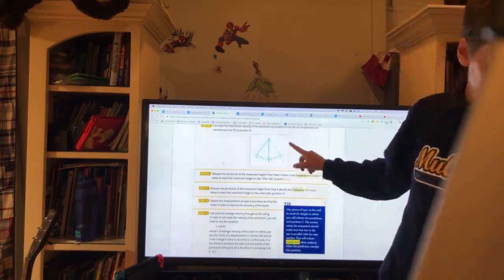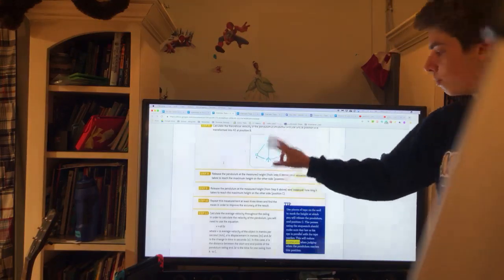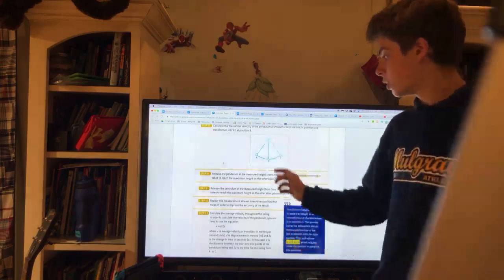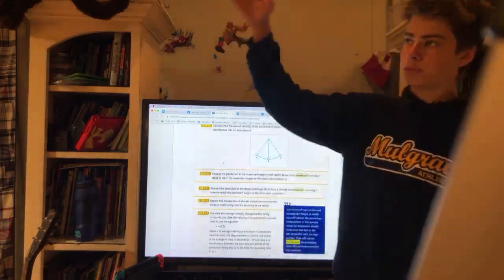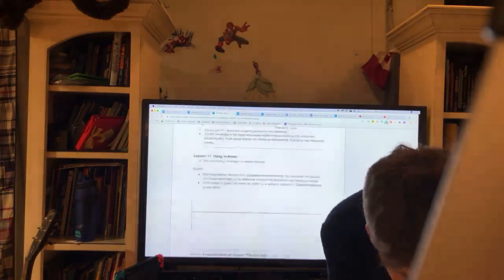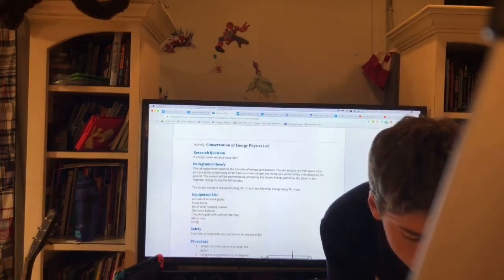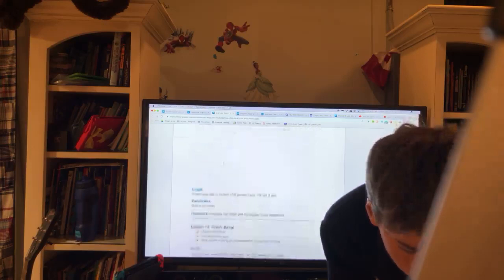Here on the pendulum, A and C have the highest potential energy, while B has the lowest. That's simple. If I have a ball higher, it has more potential energy. If it's lower, it has less. I assume you guys know this stuff. If you have any questions, please use the comments.